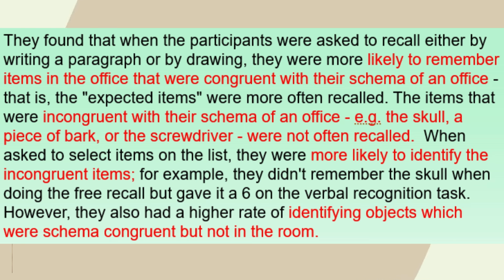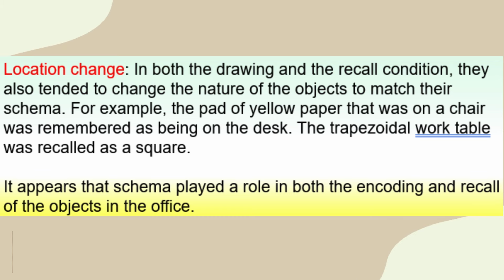Location change. In both the drawing and the recall condition, they also tended to change the nature of the objects to match their schema. For example, the pad of yellow paper that was on a chair was remembered as being on the desk. The trapezoidal work table was recalled as a square. It appears that schema played a role in both encoding and recall of the objects in the office.